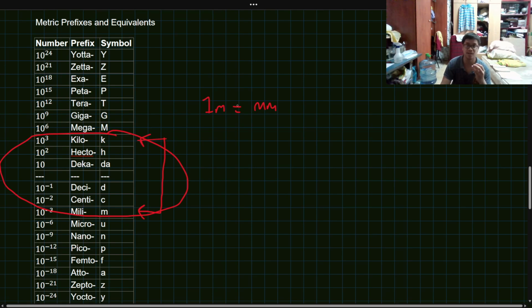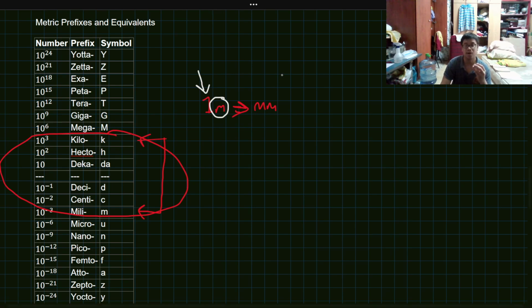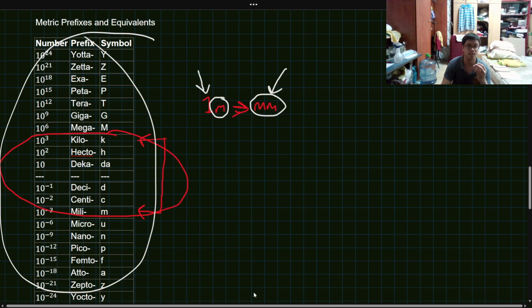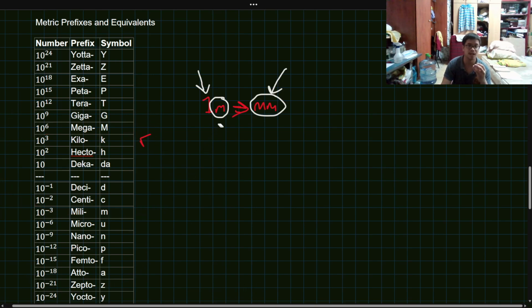We learned about this. So the technique is simple. First and foremost, you need to know where meter is. That is your given unit. And second, you need to know where millimeter is located. If you're asking what I mean by location, I mean here in this table. You must first find where meter and milli are.